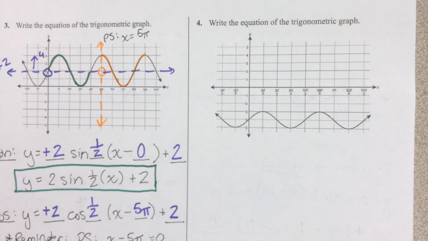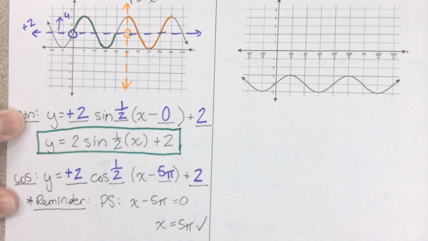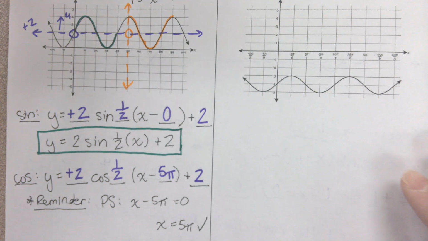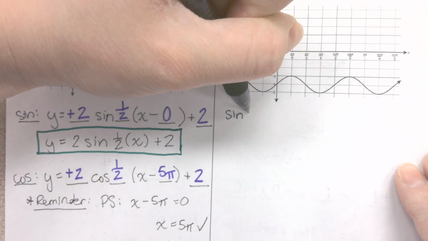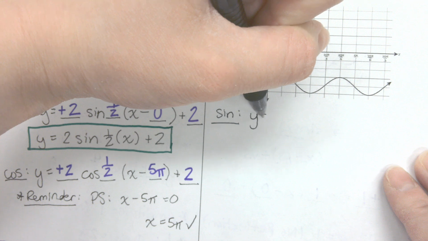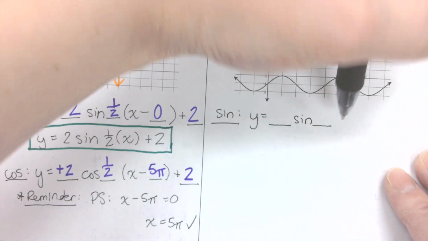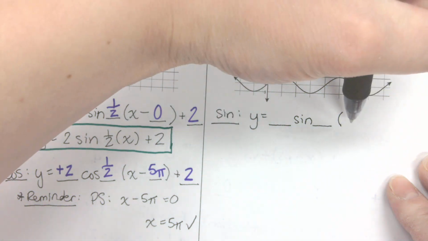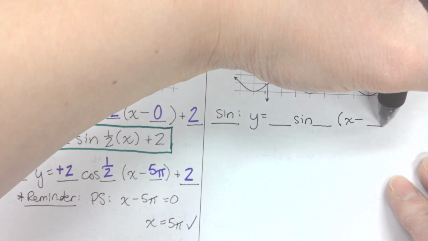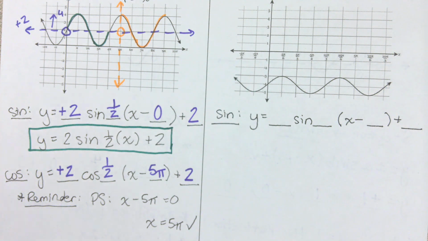So we're going to finish up our last example here. First off, let's set up the equations because we need one sine, one cosine. So sine, we have y equals a blank for A, sine, blank for B, in parentheses, x minus a blank for the phase shift, plus a blank for the vertical shift.